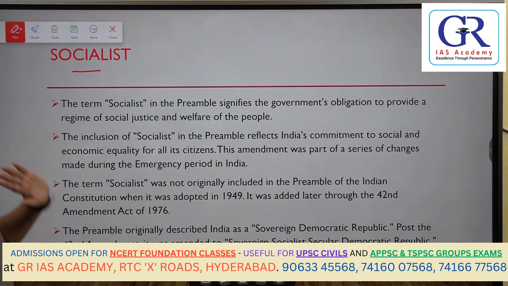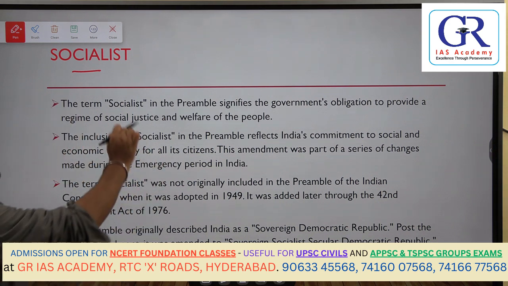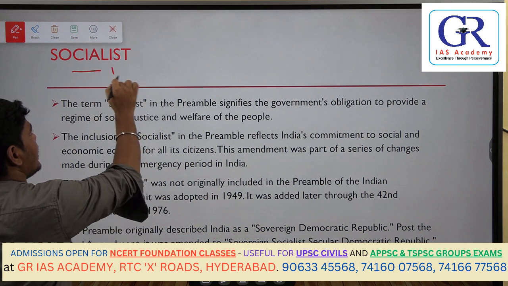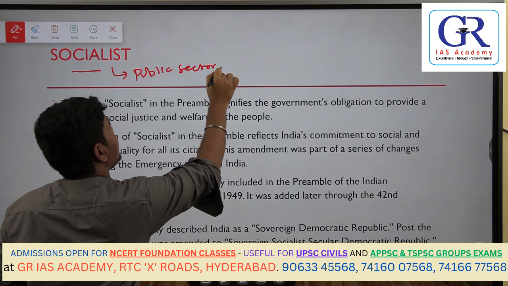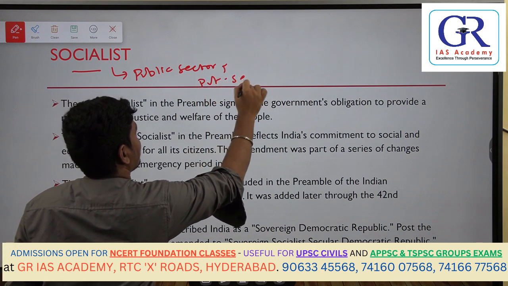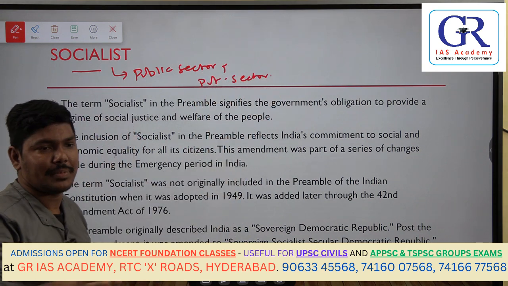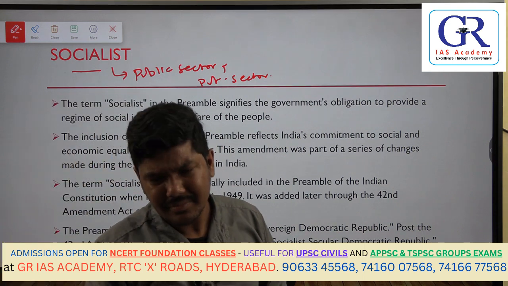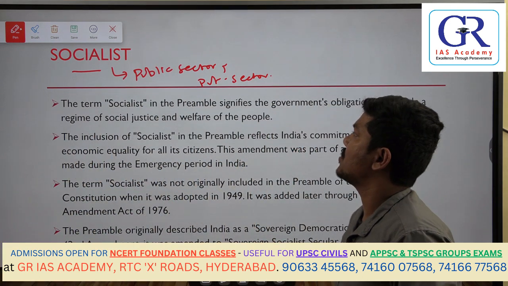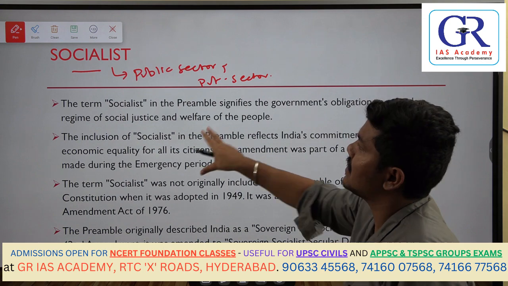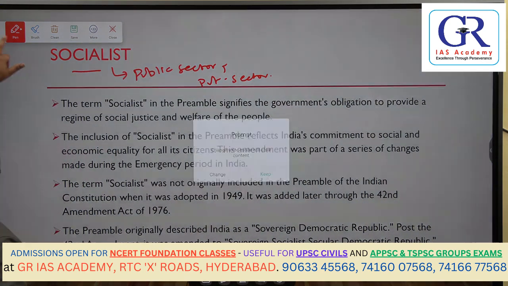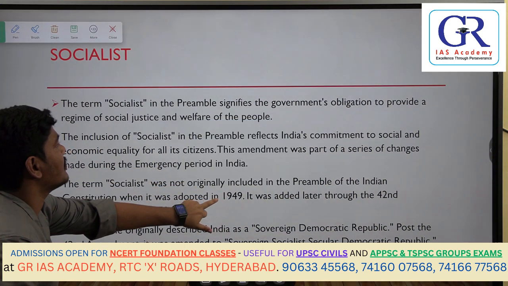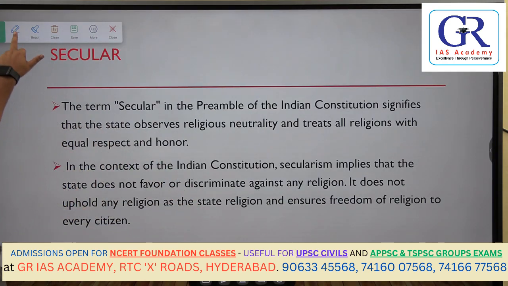When you come to the word socialist, it is basically that the public as well as private sector coexist with each other. And there exists a concept of private property as well. That is what this socialist is all about. We will discuss this in depth when we are discussing its associated provisions. I think it is very easy for you.